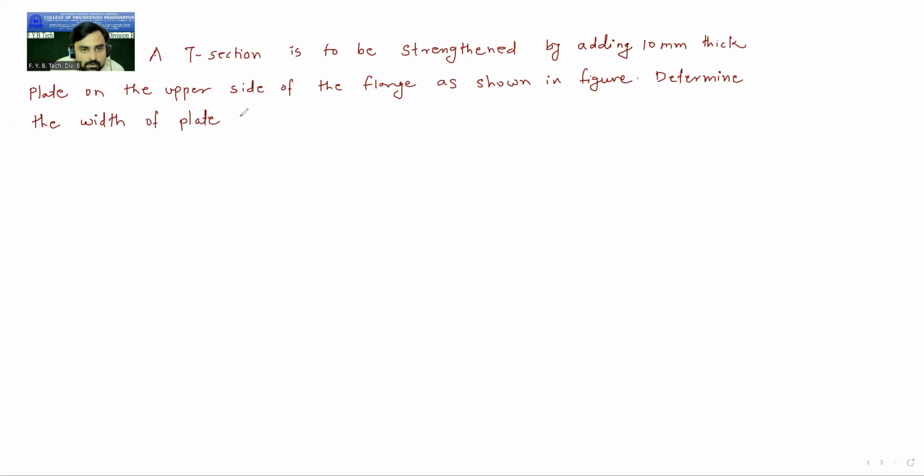So that the centroid of composite section lies at 200 mm from the bottom of the web.